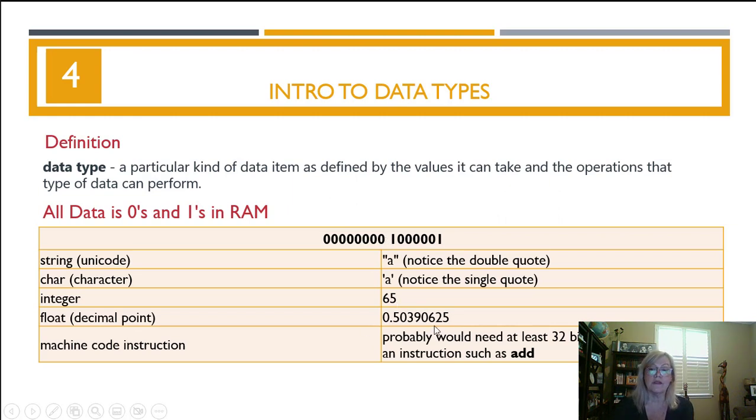Or it could be a floating number, or it could be machine code instructions, and so on and so on. So we have to define in our program, while we're writing our source code, that the data we're going to get in here is going to be a string. And we'll get to that next week.